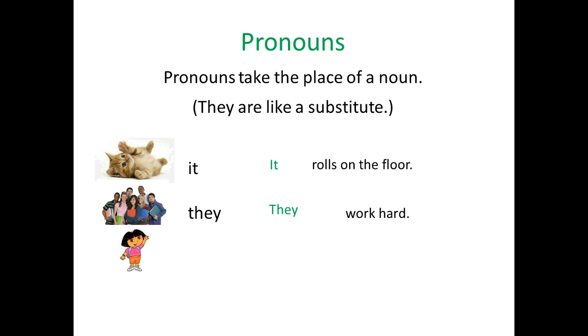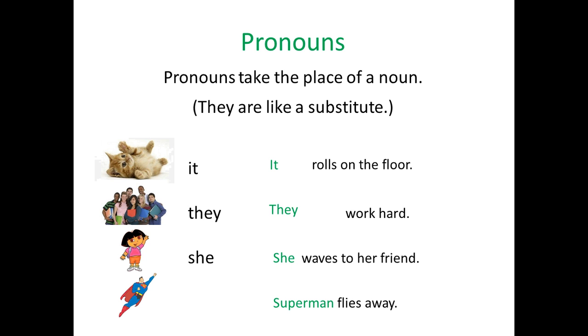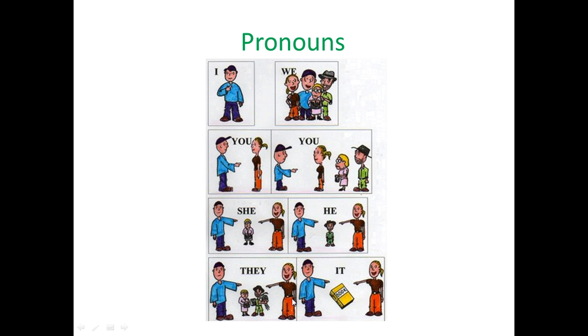Here's Dora the Explorer. Dora is our noun. In fact, it's a proper noun. It's the name of a person. Instead of Dora, we could say she. She waves to her friend. Here's Superman. Here's another proper noun. Instead of Superman, we could say he. He flies away. He is the pronoun.